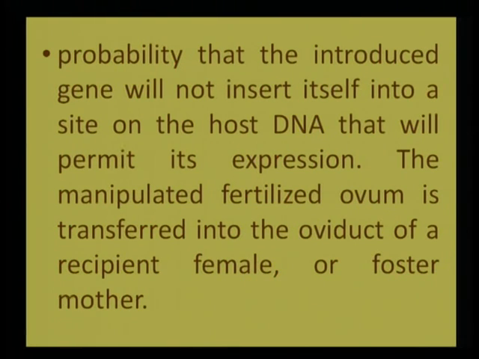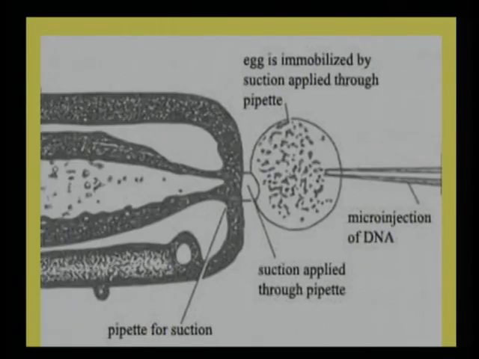However, the manipulated fertilized ovum is transferred into the oviduct of a recipient female, or we can say the foster mother. Here you can see the figure in which the microinjection of DNA is taking place, and the egg is immobilized by suction applied through a pipette. And after the suction is applied through the pipette, you can see the tip from where the microinjection is taking place.